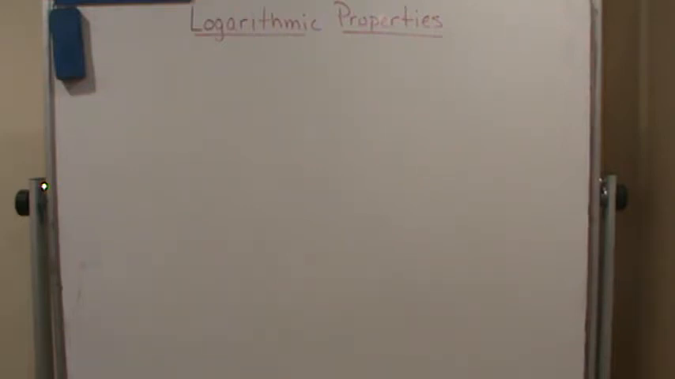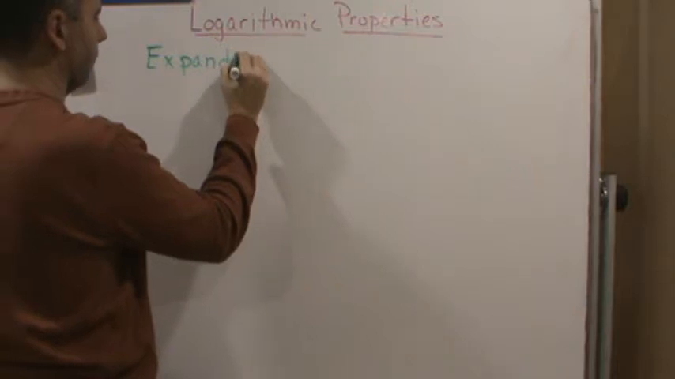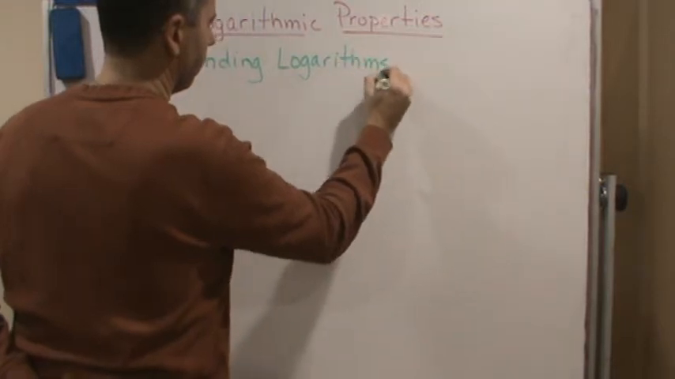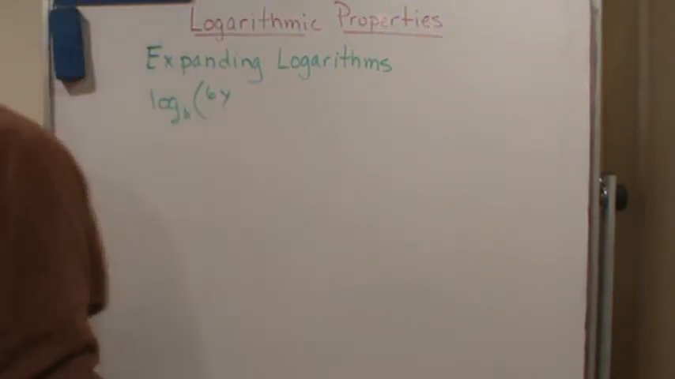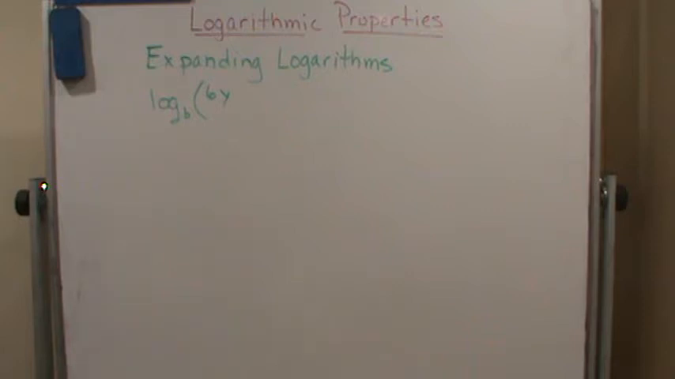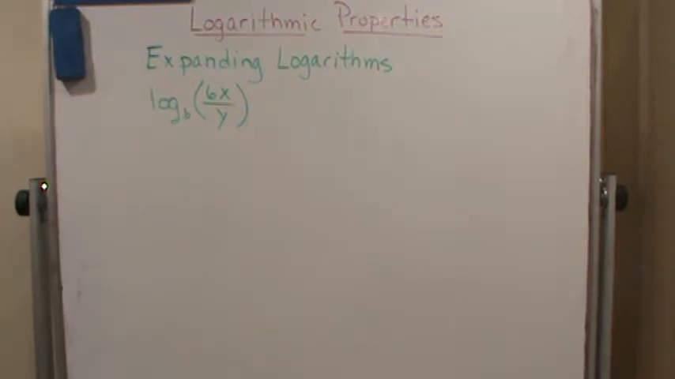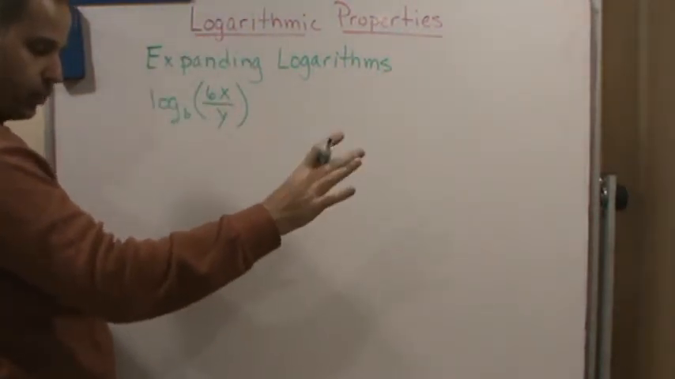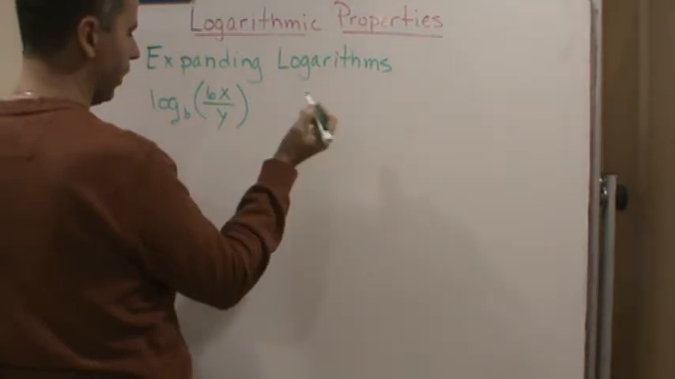Okay, so we have log base b. Let's say we have something like this and we want to expand it out. The way we expand it out is, like I said, we want to end with a chain of sums and differences with leading coefficients. Now, there's no exponents in here, so we don't have to worry about the leading coefficients. They're all going to be 1.